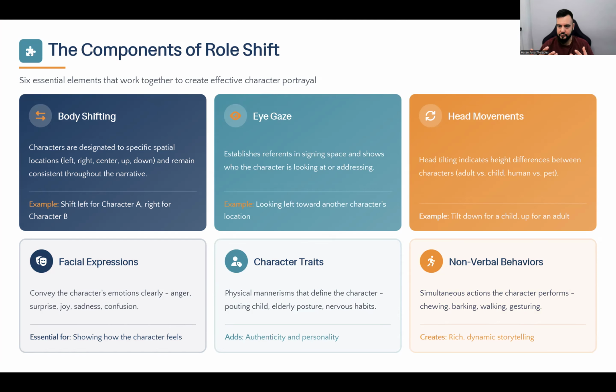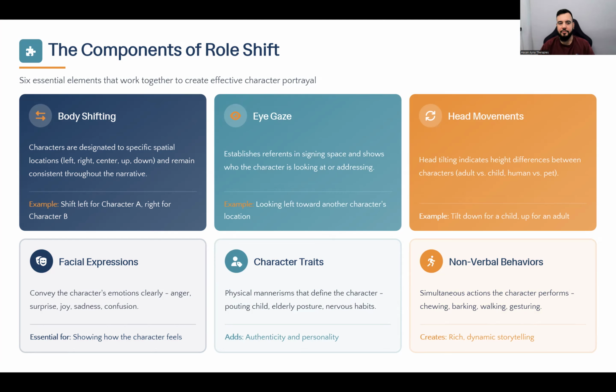Our head movements. So as I said earlier, we can show height difference in characters. A short man, tall woman, a human, a pet, an adult and a child. The head will tilt up or down depending on where this character is communicating. Our facial expressions also help provide a way of role shifting.